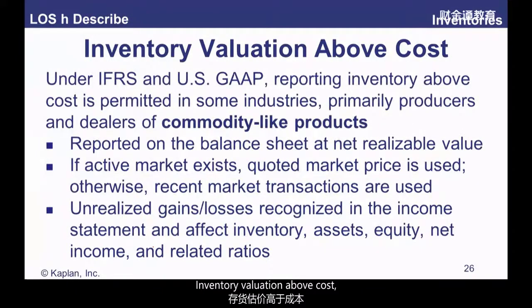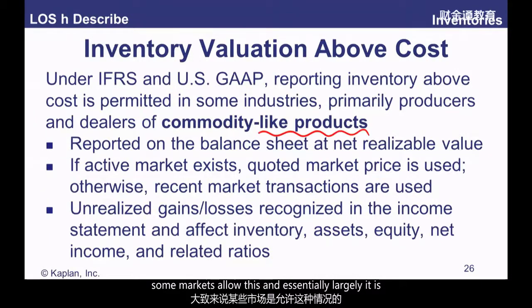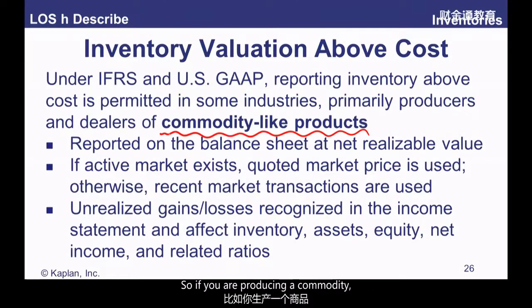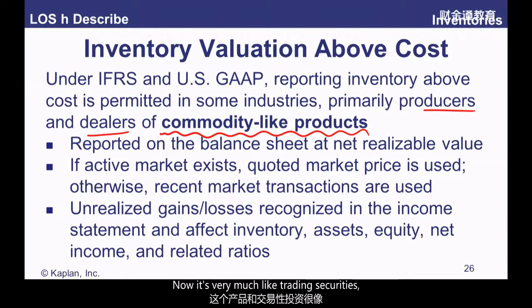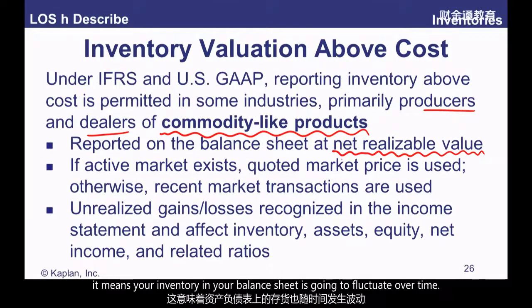Inventory valuation above cost, I wouldn't lose a lot of sleep about it. Just be aware that some markets allow this, and largely it is if you are linked to commodities. So if you're producing a commodity, either a producer or typically a dealer of commodity-like products. Now, it's very much like trading securities, trading investments that we saw earlier. What you're going to do is report not at cost in your balance sheet, but instead at net realizable value. Of course, as net realizable value fluctuates, it means your inventory in the balance sheet is going to fluctuate over time.